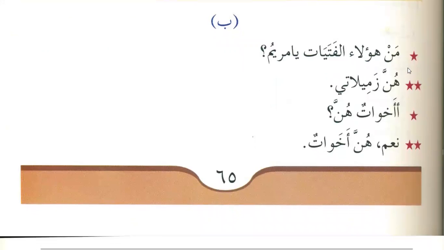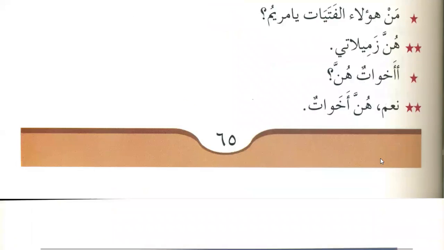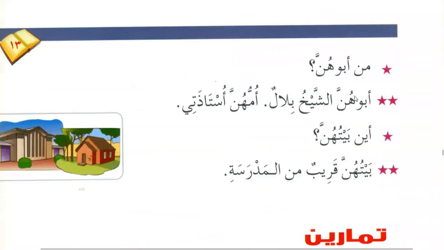Then, man ha ula'il fatayatu ya Maryam? Who are these young girls, O Maryam? Hunna zamilati, these are my colleagues, or they are my colleagues. A akhawatun hunna, are they sisters? Naam, hunna akhawat, yes, they are sisters.